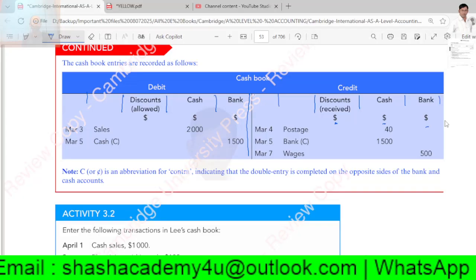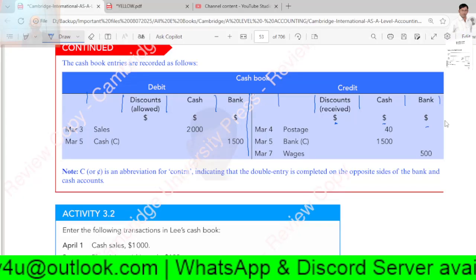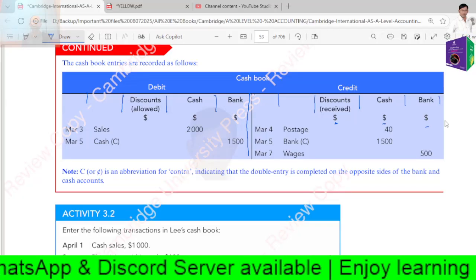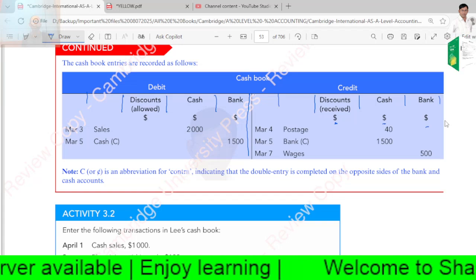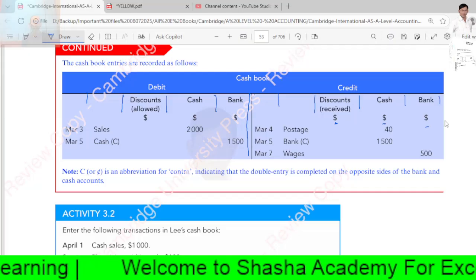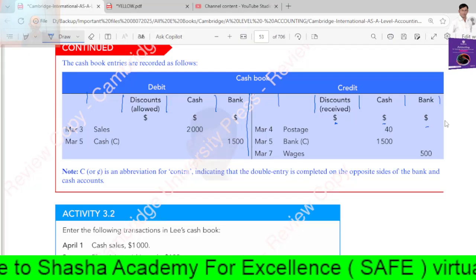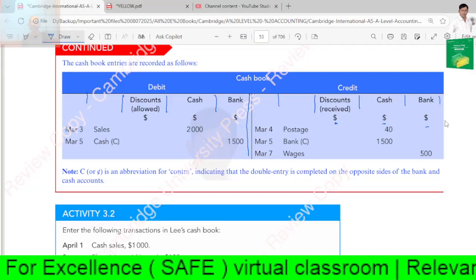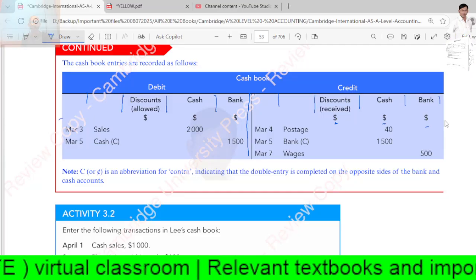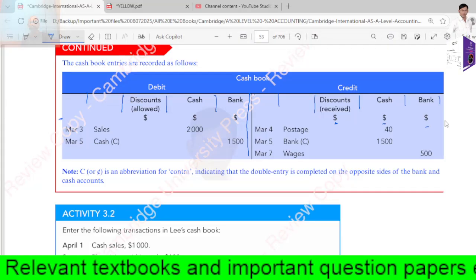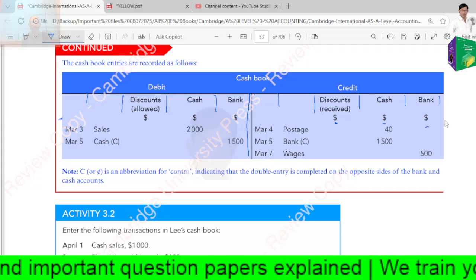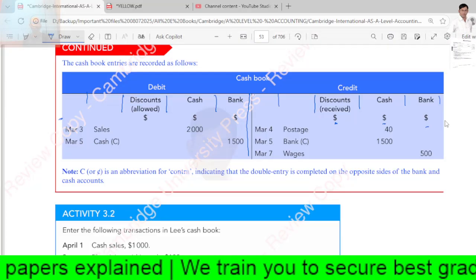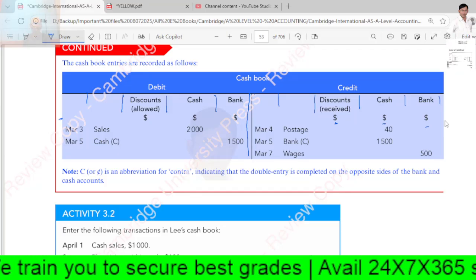First you write the format. This side of the cash book is debit, this side is credit. The date, whatever your particulars. First you write this till here. Copy it, you have to write it as it is, this way. Then we will start working out this question.